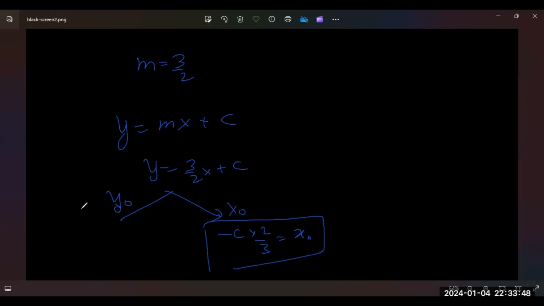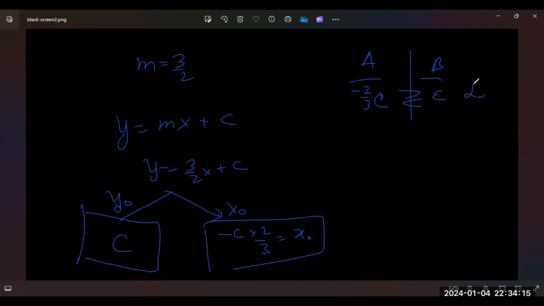And what is the y-intercept? I'm getting c. You need to compare the values. Quantity A is minus 2 by 3 c and quantity B is c. Which of them is bigger? We don't know whether c is negative or positive, so depending on the sign of c, it will vary. If c is positive, B. If c is negative, then A. So again, you cannot determine.